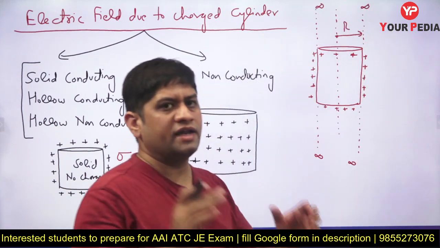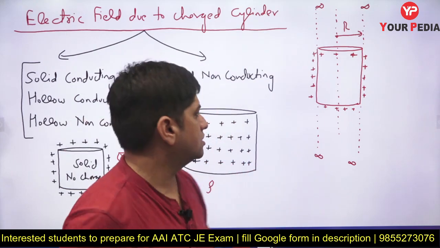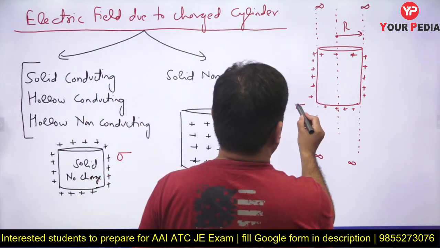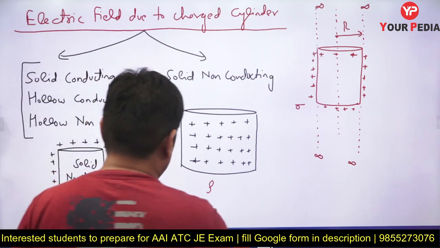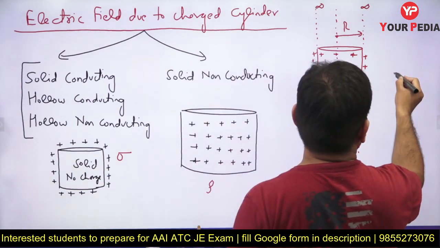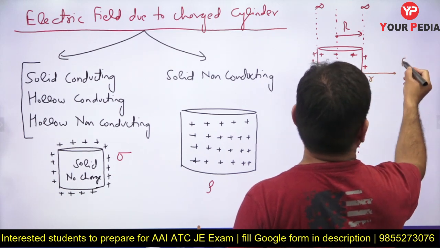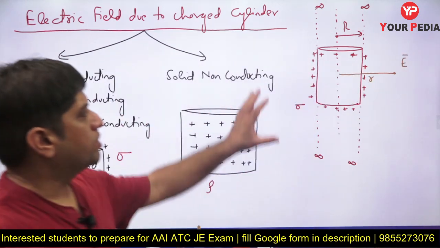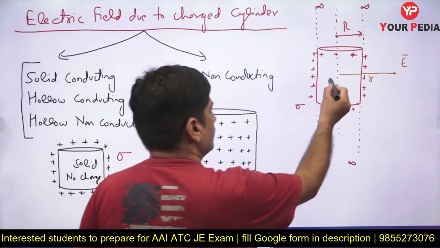There is a cylinder of radius capital R, length is infinitely long, and the entire charge is distributed with sigma over its surface. And what is the question? What do we want to do? We want to find out what will be the electric field at some distance, let us say r. What will be the electric field at some distance r because of this cylinder? That is the question. That is the derivation we are going to find out.